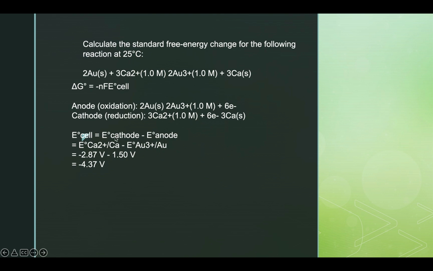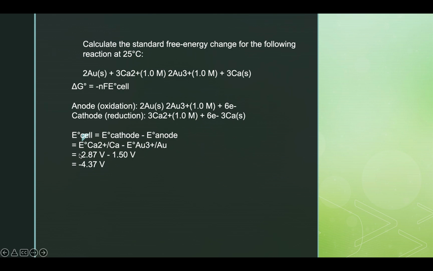E cell equals E cathode minus the E anode. Again, you look for this equation in the table that's given. I should have had an example, but I don't have one. But your professor will know what I'm talking about. You just look for it.